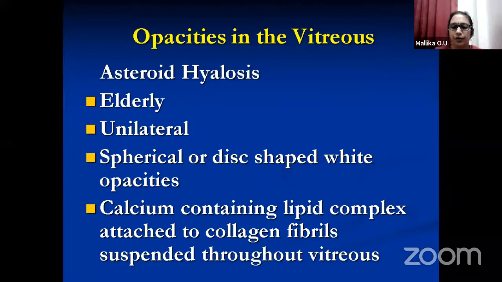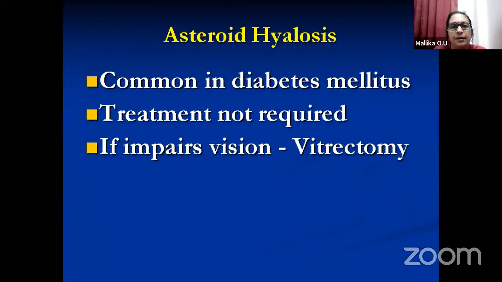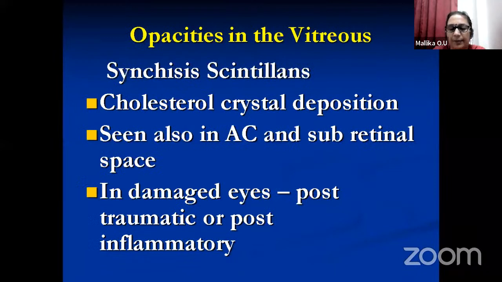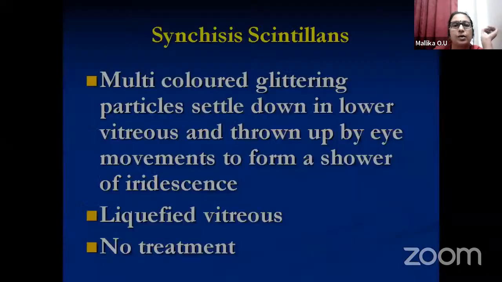Now, only very few topics remaining. That is opacities in the vitreous, not that important for an undergraduate, but for completion's sake, I am telling. Asteroid hyalosis, which occurs in elderly patients with a history of diabetes. And the treatment usually doesn't require any treatment. If the patient complains of defective vision, vitrectomy is indicated. Another opacity in the vitreous is synchysis scintillans. This occurs in a damaged eye. The other one in diabetic with hypercholesterolemia.